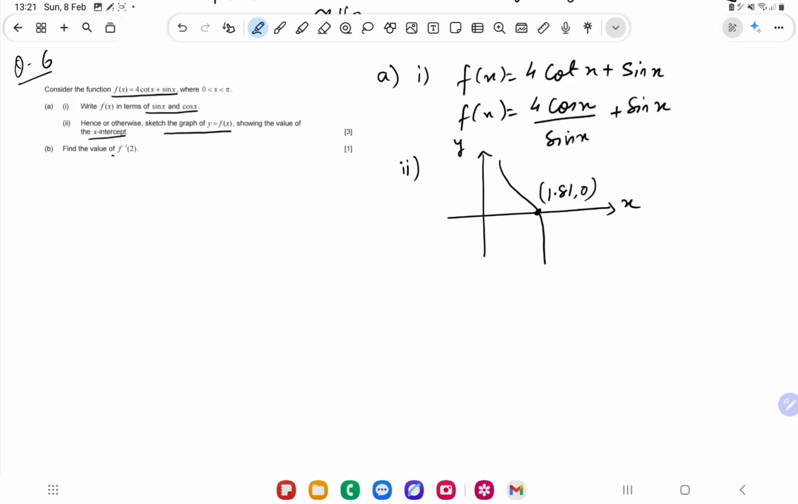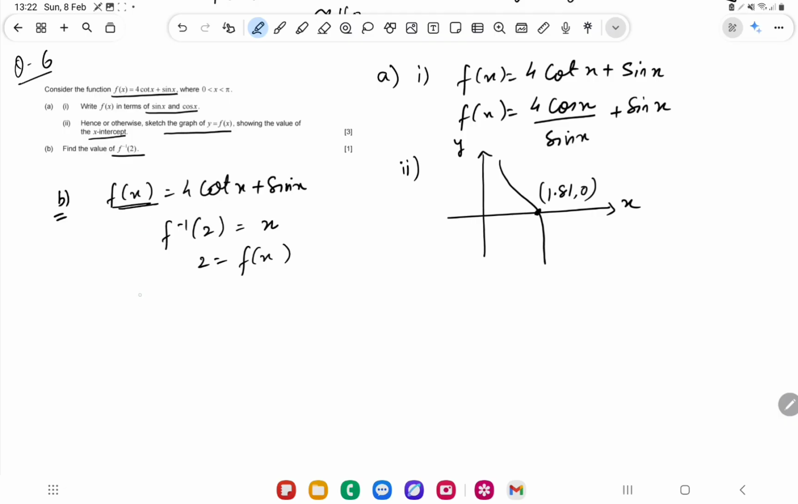Now for the B part, it says find the value of f inverse 2. To find the value of f inverse 2, we can write f(x) is 4 cot x plus sin x. Since we have to find f inverse 2, if I put it equal to x, I will get 2 as f(x). It means instead of this f, I can put 2, so that will be 4 cot x plus sin x, and when we use the GDC, we will get x as 1.32.